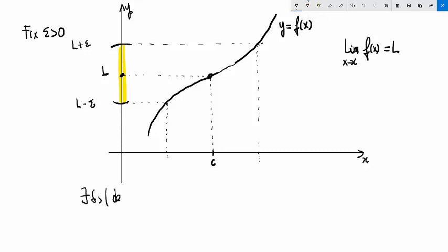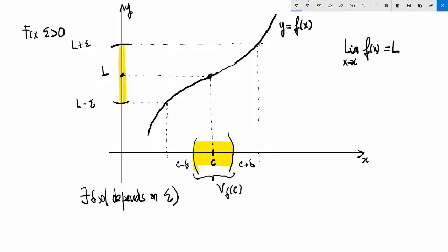which is positive and depends on epsilon, such that I can find a delta neighborhood around C. Okay, so we can now find a delta neighborhood around C. So this will be C minus delta, and then this will be C plus delta, and this is my V delta C, and of course this here is V epsilon L.